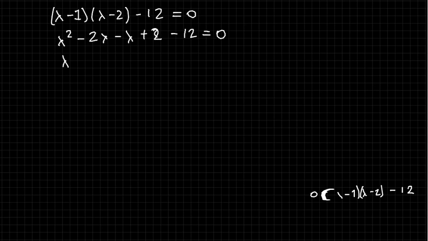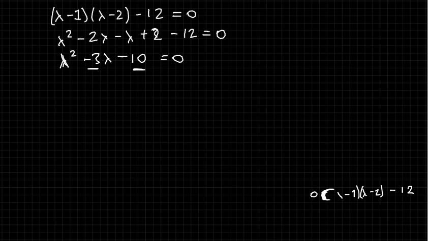Alright, I'll just do it from memory. Lambda minus 1, lambda minus 2, minus 12 is equal to 0. Okay, so let's expand this out. Lambda squared minus 2 lambda minus lambda plus 2, minus 12 is equal to 0.